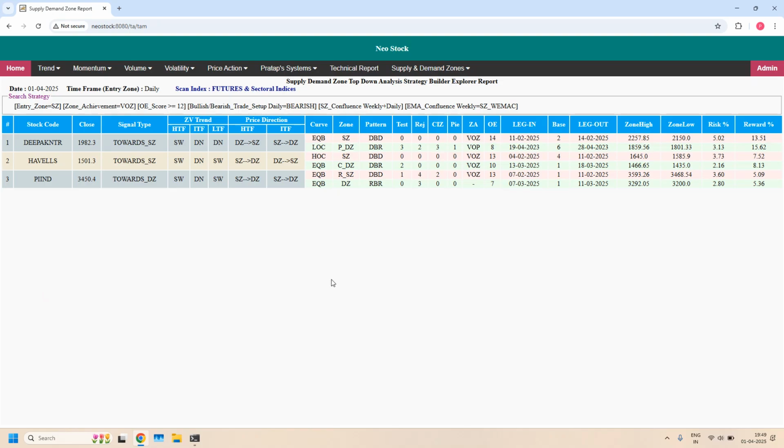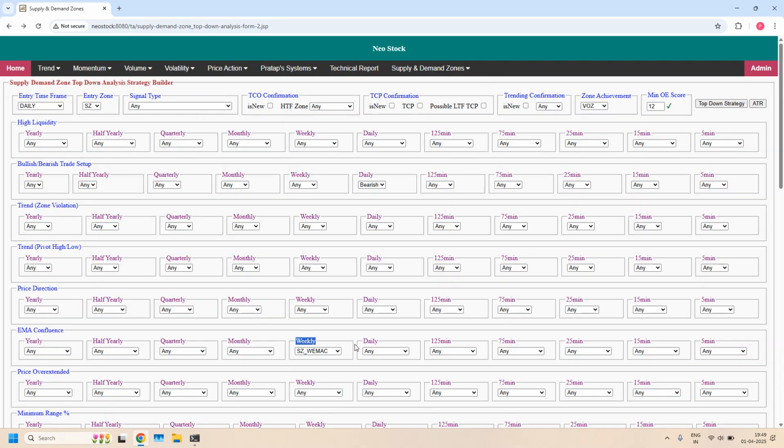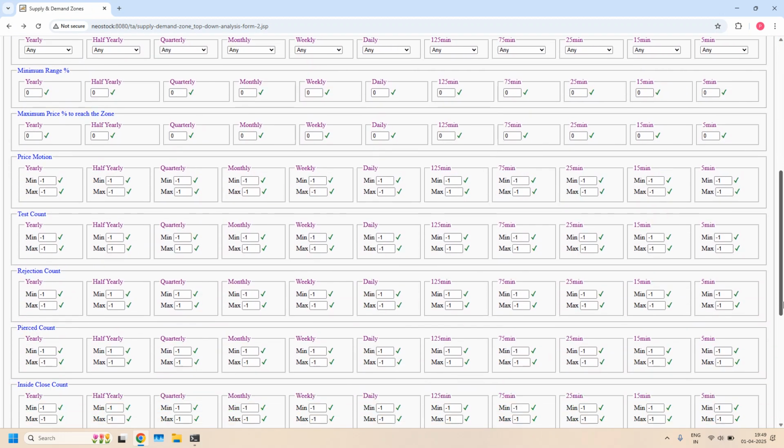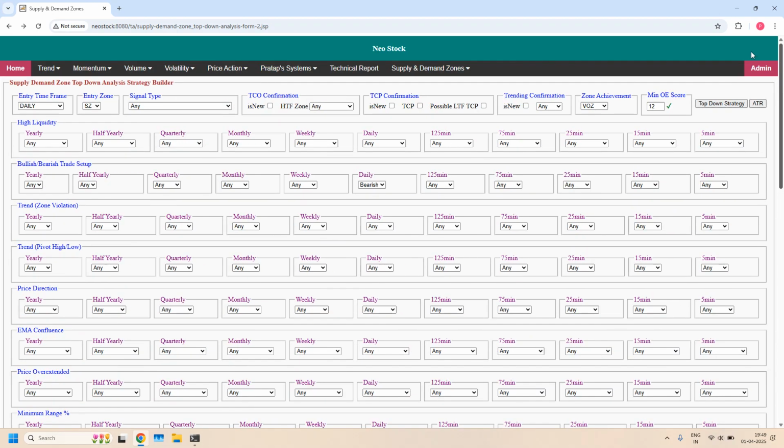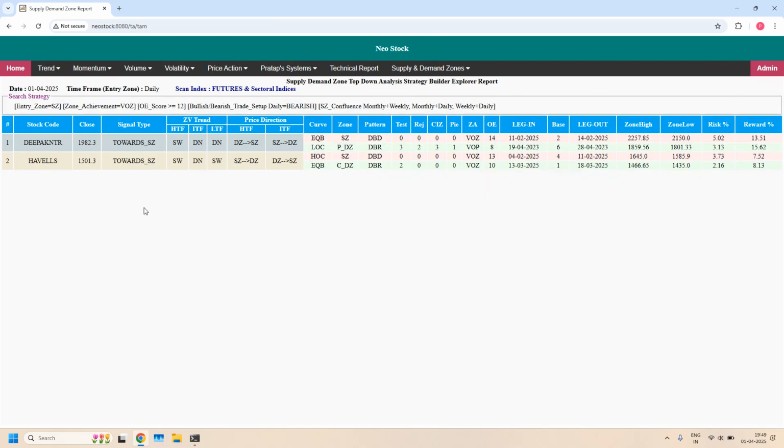So these 3 are having more high probability to get success, based on LTF, ITF supply zone confluence and ITF EMA confluence. Next, we will look into LTF, ITF, HTF supply zone confluence supported stocks. Remove the EMA filter. In the supply zone confluence, we should set 3 filters. First filter is already enabled. Next, daily supply zone with monthly supply zone confluence. Weekly supply zone with monthly supply zone confluence. With all the 3 filters, we got 2 stocks.